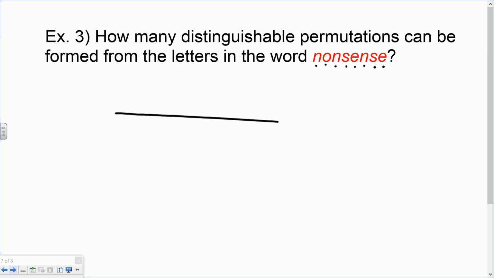What does your formula say you do with the 8? Maya, what do you think we do with the 8? Okay, like that. 8 factorial in the numerator.